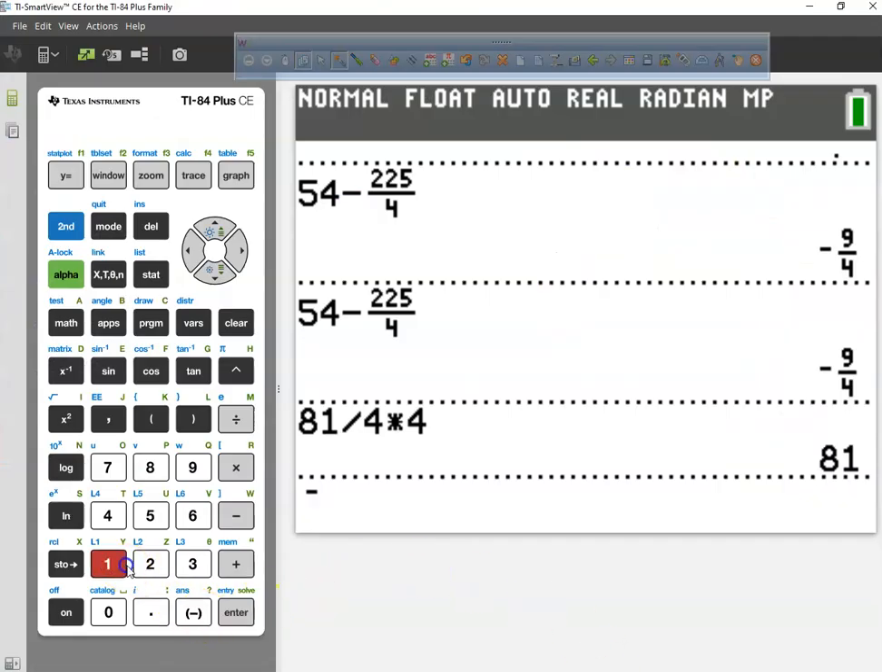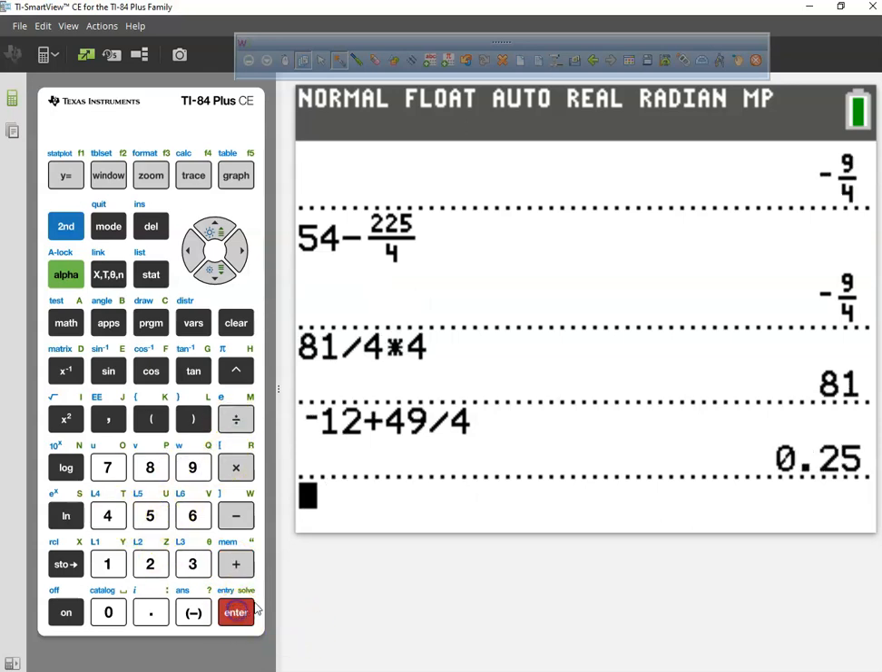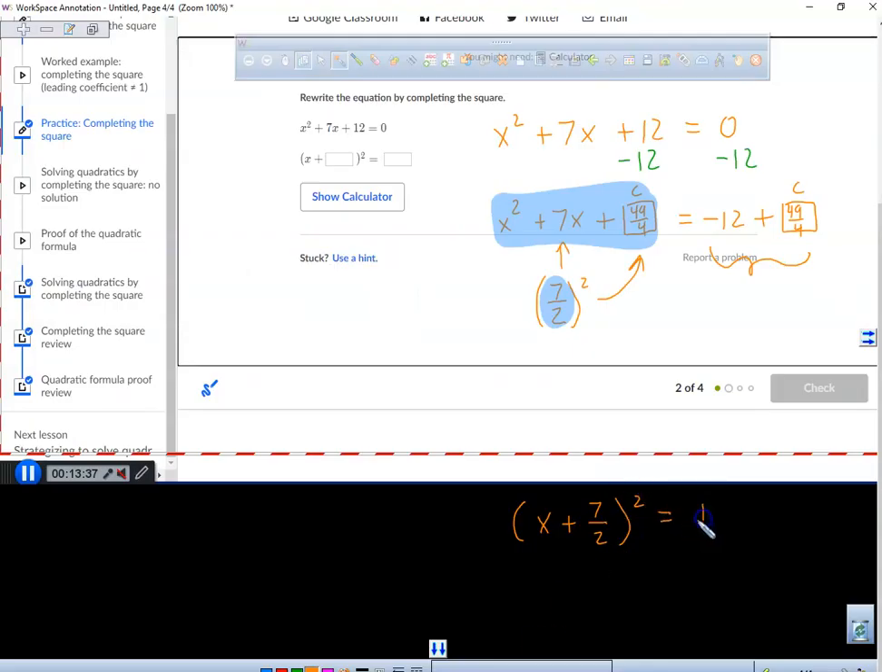Negative 12 plus, what did I say? 49 divided by 4. What does it say? 0.25, which is a fourth. So you put a fourth. Khan Academy will take the 0.25 because it's not a repeating decimal. It's a discrete decimal, not a continuous. So guys, this is your answer.